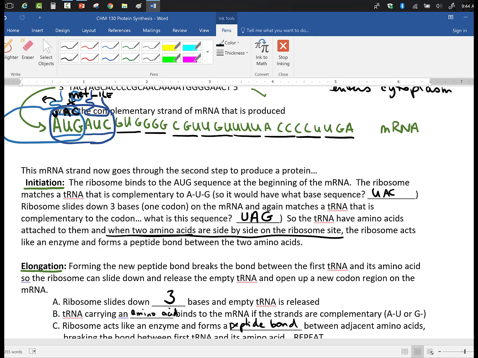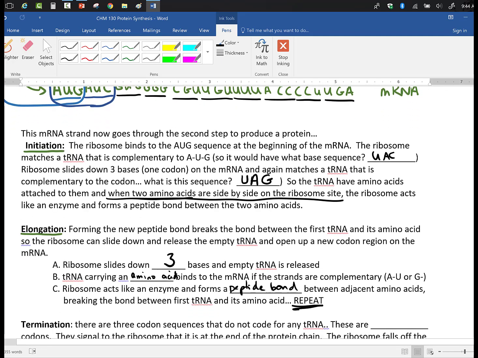Every time, it's just this elongation. Ribosome slides down 3, new tRNA comes in, peptide bond is formed. Ribosome slides down 3, new tRNA comes in, peptide bond is formed. And every time that happens, the protein chain gets longer by 1. So you're really just adding a new amino acid depending on the sequence that you have in that RNA.